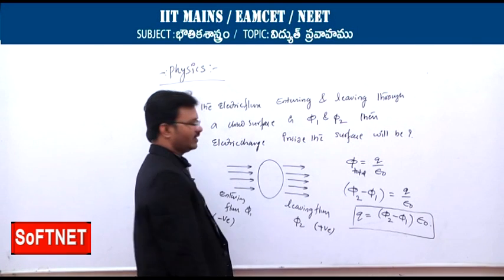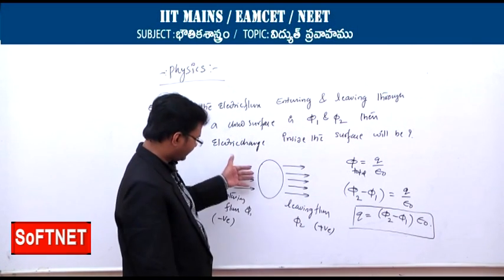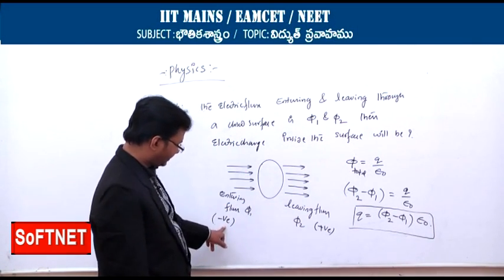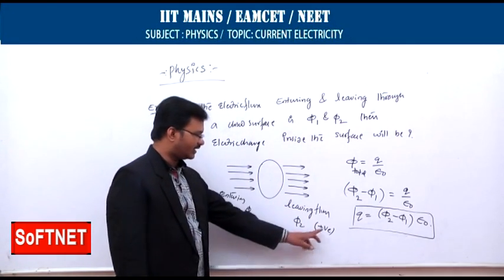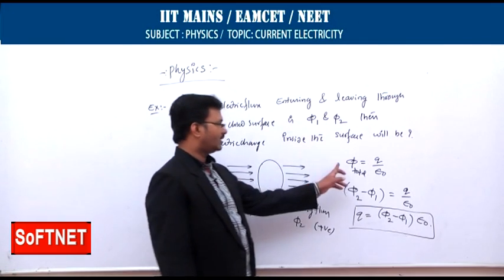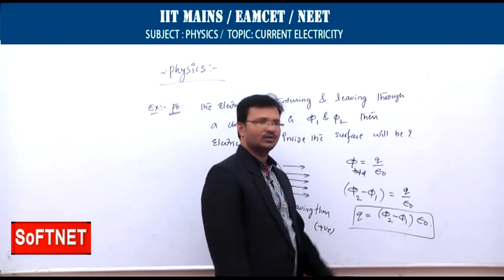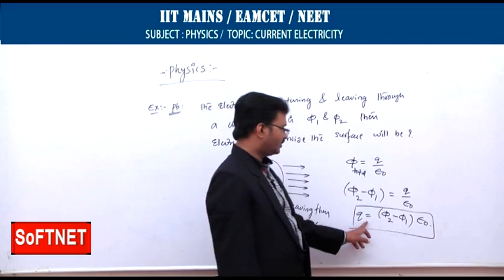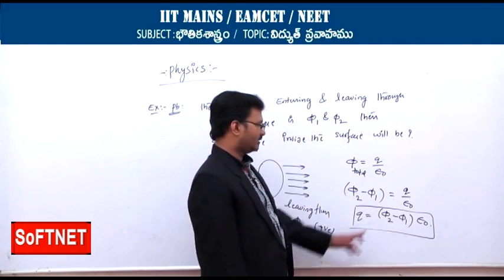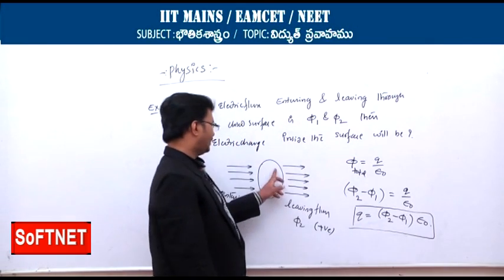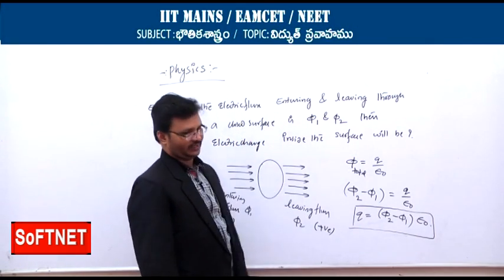This is the way we need to find out. Here this flux is entering, that one we take as negative. This flux is leaving out from the surface, we can take it as positive. Now phi total is equal to Q by epsilon naught, that is Q is equal to (phi 2 minus phi 1) into epsilon naught. This is the charge inside the surface.